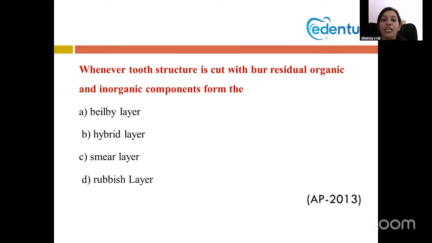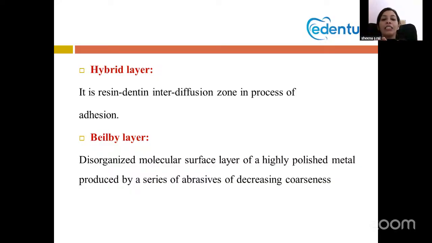Whenever tooth structure is cut with a bur, residual organic and inorganic components form the... So whenever there is a combination of inorganic and organic components with the tooth structure, that is actually a smear layer. So what is the Beilby layer? The hybrid layer, we know, is a combination of the composite being engaged into the exposed collagen. The Beilby layer is a disorganized molecular surface layer seen in a highly polished metal. It is produced by a series of abrasives and is seen on the surface of a highly polished metal. The other two are seen on the tooth.